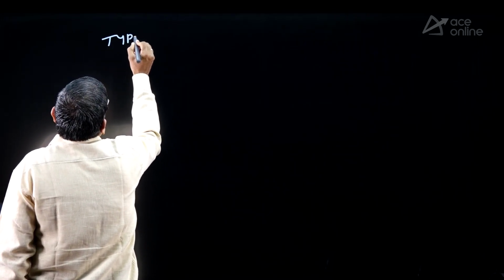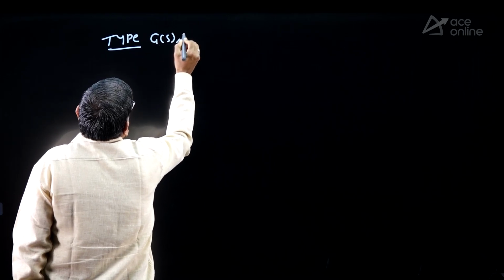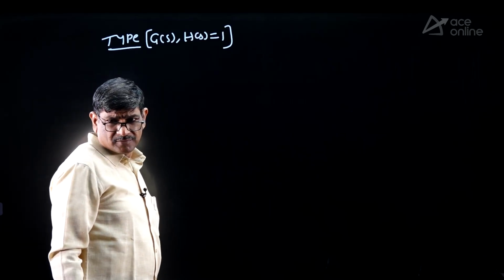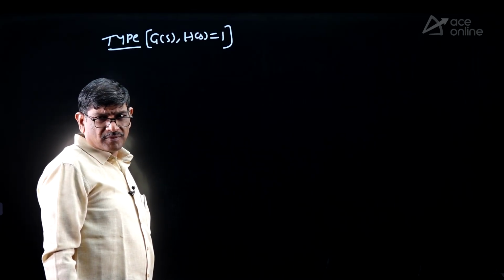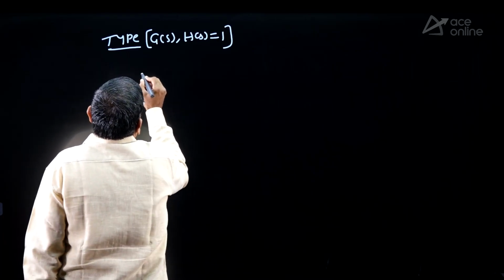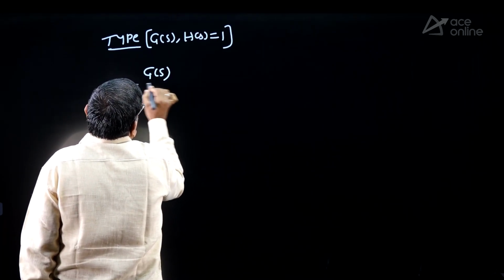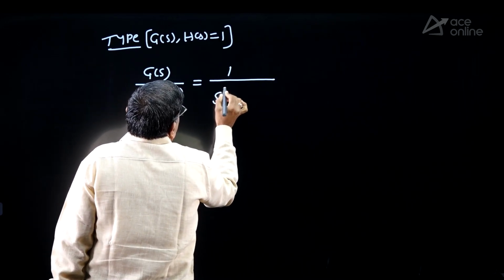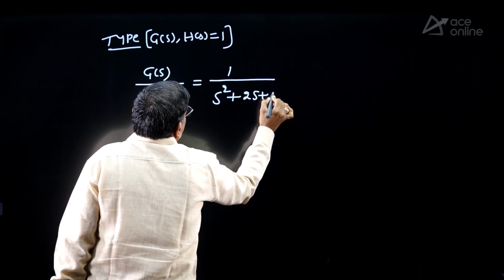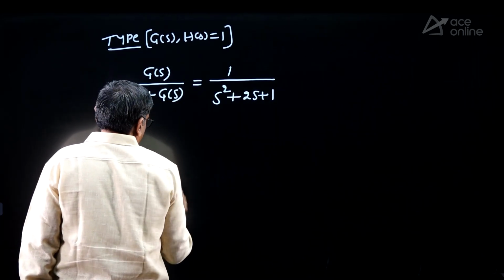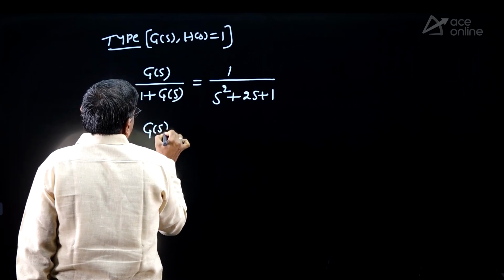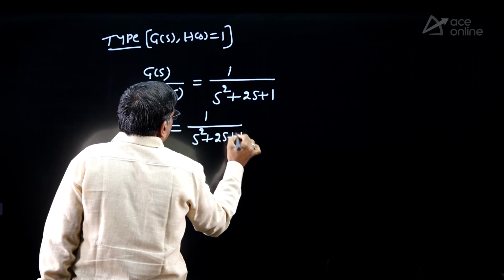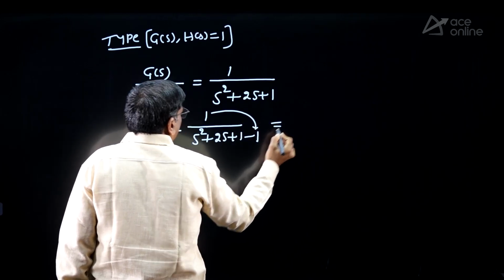For type, need G of S. H of S should be 1. Right. So, what did you get? What is the closed loop transfer function you got? G of S by 1 plus G of S equal to, we got 1 by S square plus 2S plus 1. So subtract the numerator term in the denominator. Directly you will get the G of S. That means what you are getting? 1 by S square plus 2S plus 1.